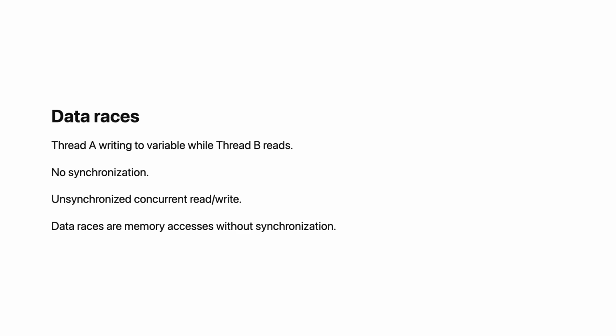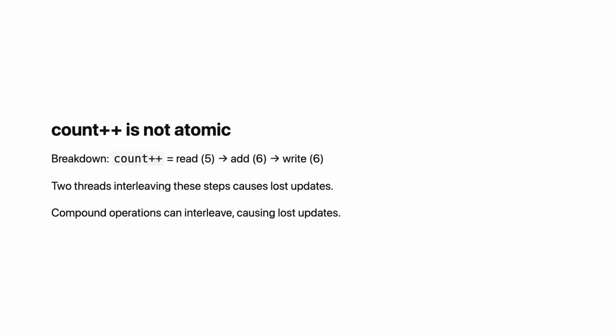Many operations that look like one step are actually multiple steps. count++ looks atomic. It is not. It reads count, adds 1, writes count: 3 steps. If two threads do count++ simultaneously, both might read the same value, both add 1, both write. You wanted 2, you got 1. This is called a lost update. One update is lost because the other did not see it.